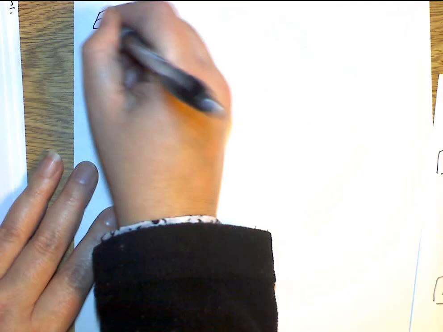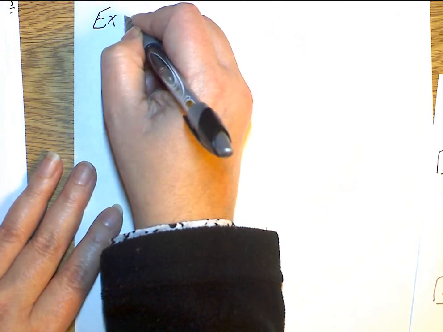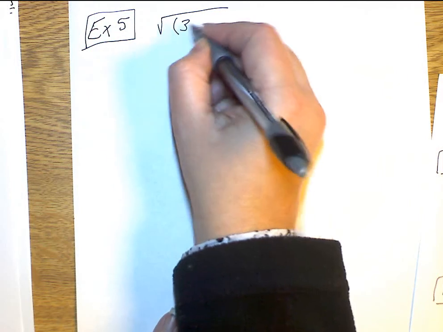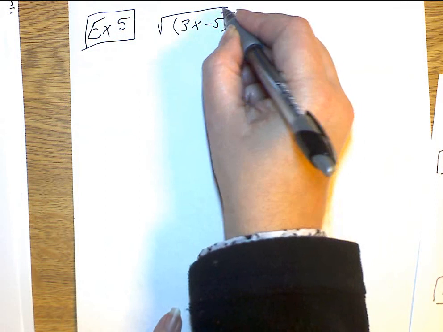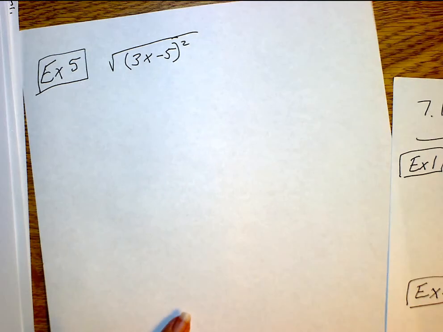If you don't get this concept today, don't fret, but I am going to show it today, and then we'll see what happens. So example 5. What does fret mean? Don't worry. All right. Square root of 3x minus 5, and we have it squared.